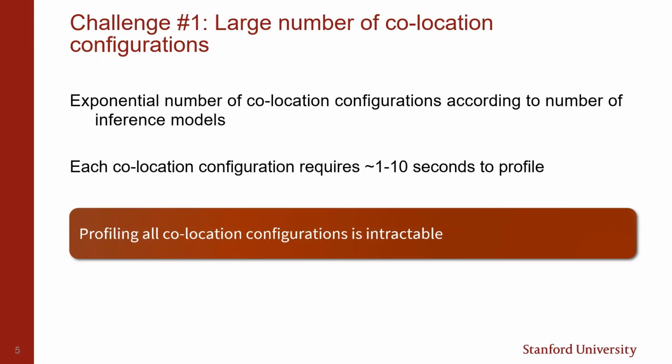Let's start talking about some of the challenges in developing an interference-aware scheduler in an inference serving system. So first, there's a large number of collocation configurations. In fact, there's an exponential number of collocation configurations according to the number of inference models. And each collocation configuration requires about 1 to 10 seconds to profile. So this means that profiling all collocation configurations is intractable.